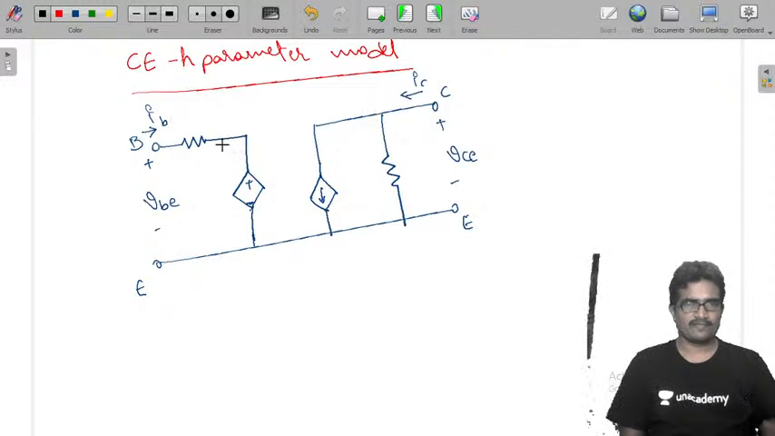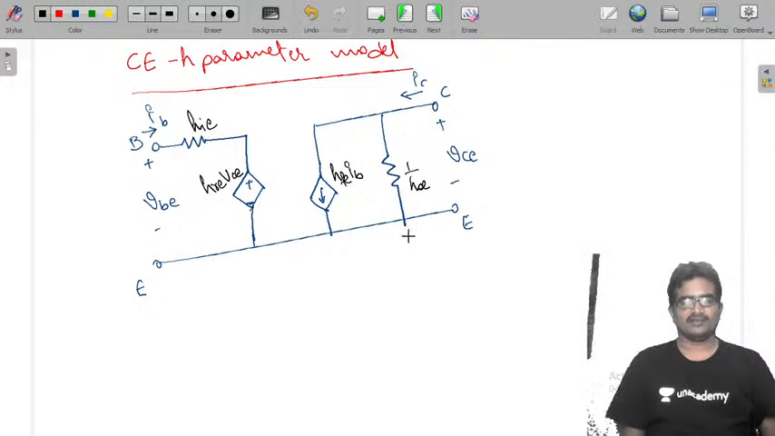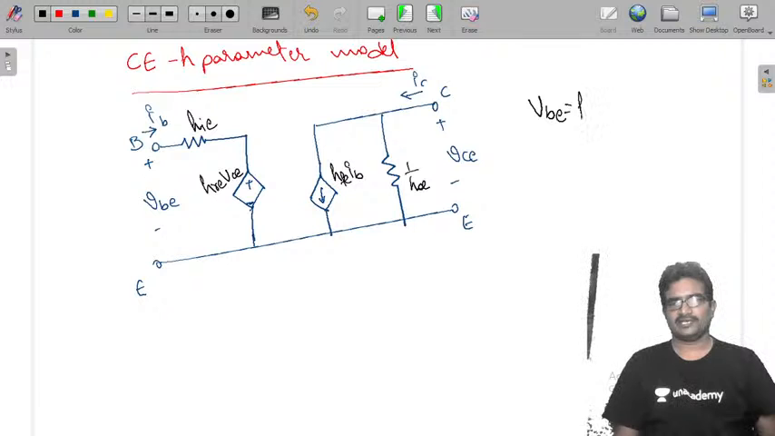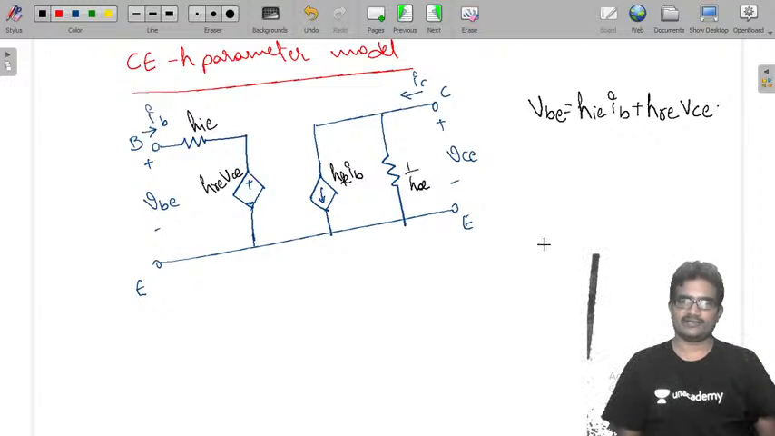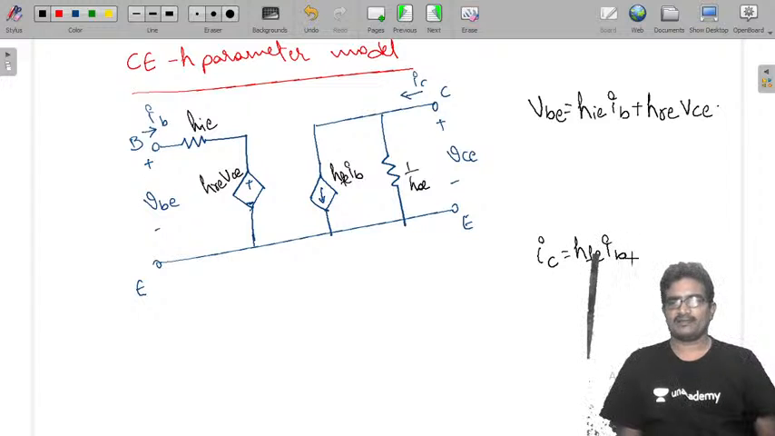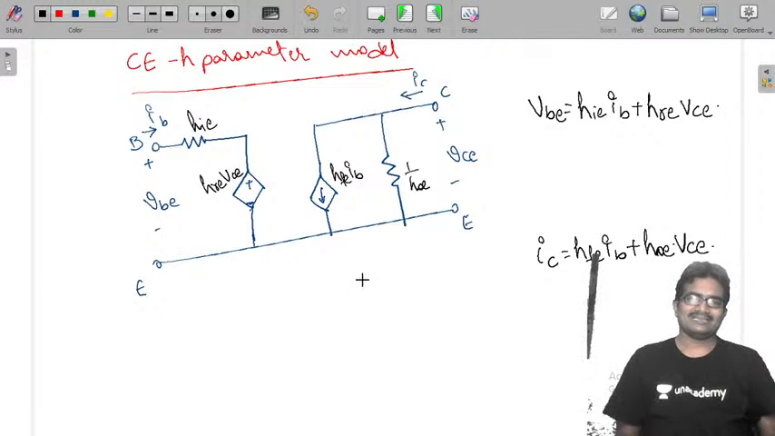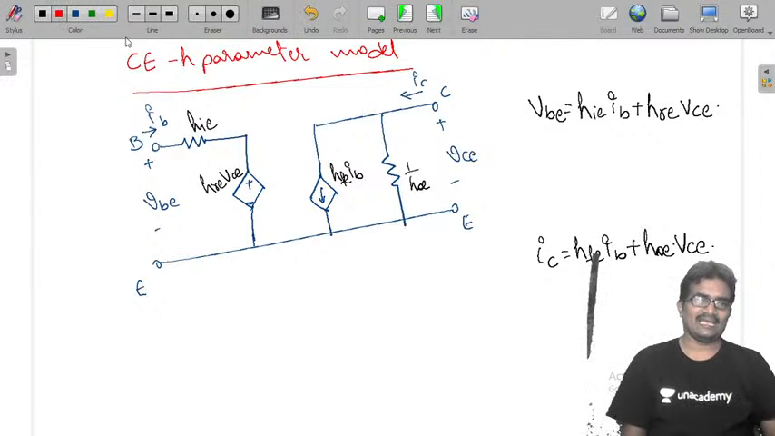So here it is HIE, HRE VCE, HFE IB, and it is 1 by HOE. Now the equations we are writing are VBE equals HIE into IB plus HRE into VCE. Similarly, IC is HFE into IB plus HOE into VCE. This is called the exact model. Exact model.